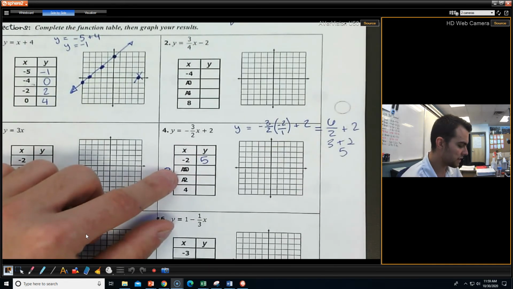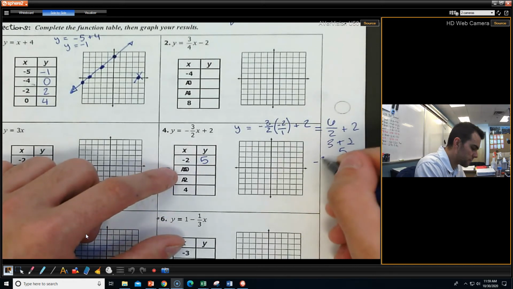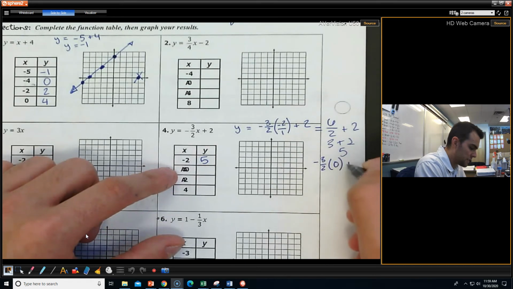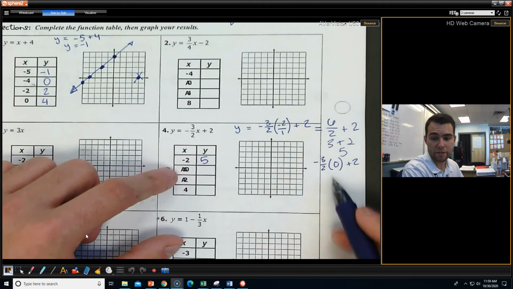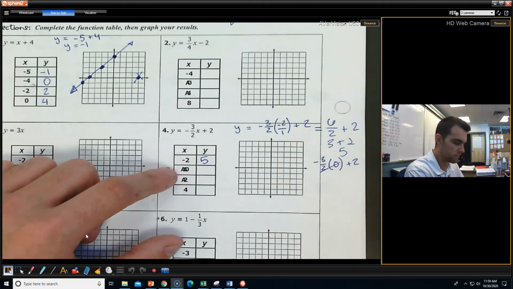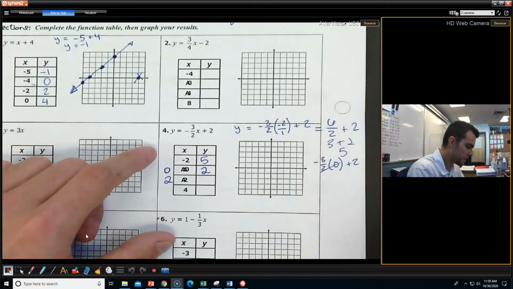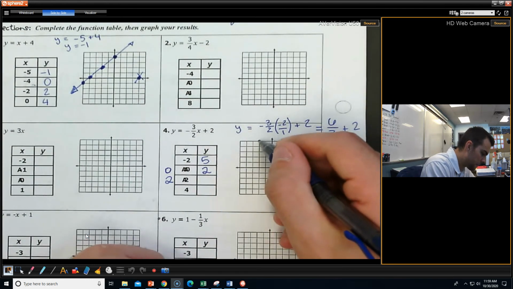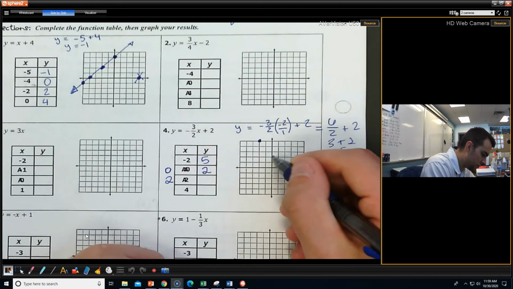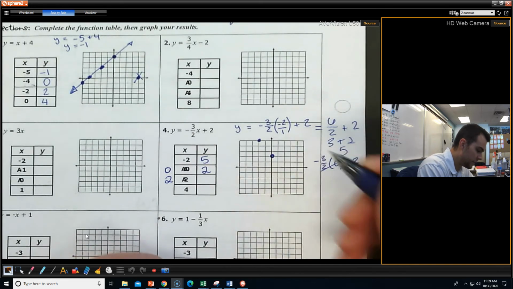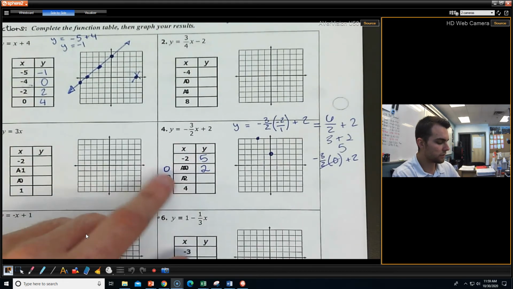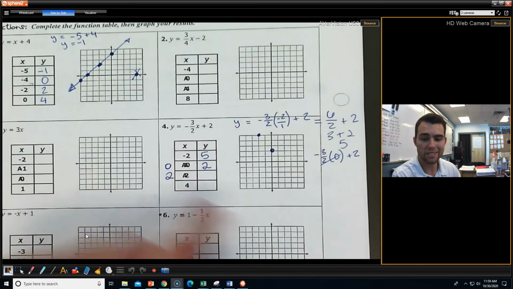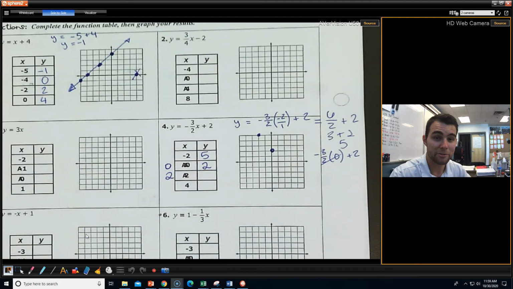Alright, one more time with 0. That's really nice to do, because anything times 0 is 0, plus 2 is just 2. Okay? So I'm going to plot the first two. -2, 5 will be up here, and 0, 2 will be here. Go ahead and get the other 2 y coordinates, and then go ahead and set up the graph. Let's see what you guys come up with.